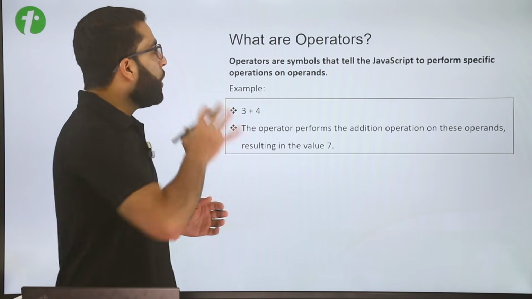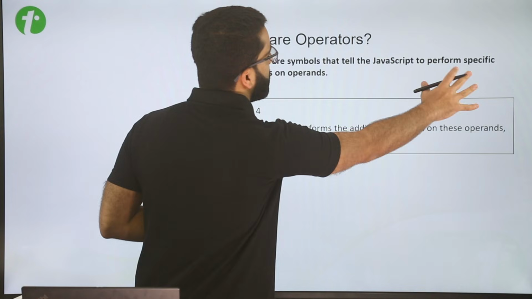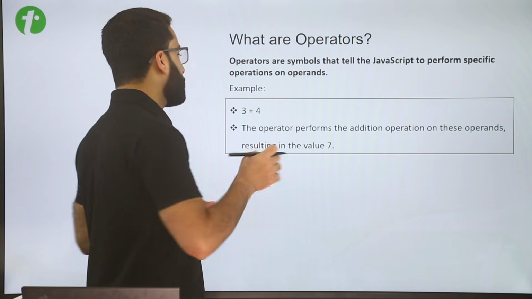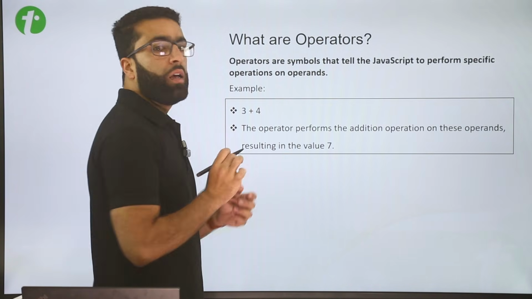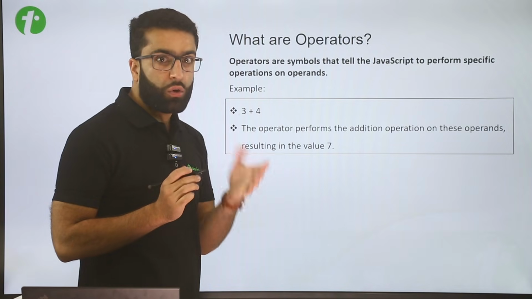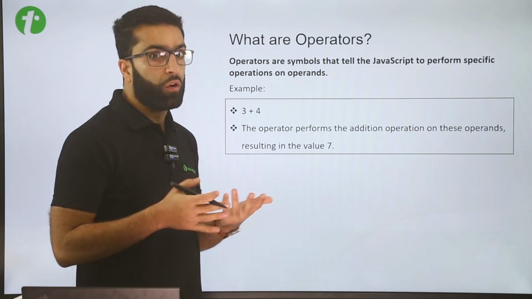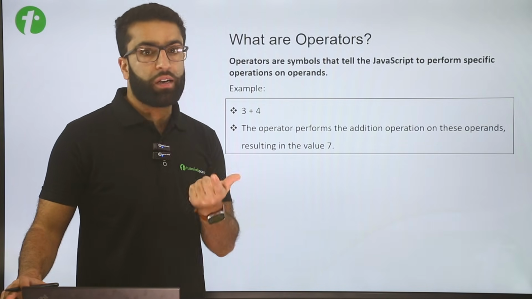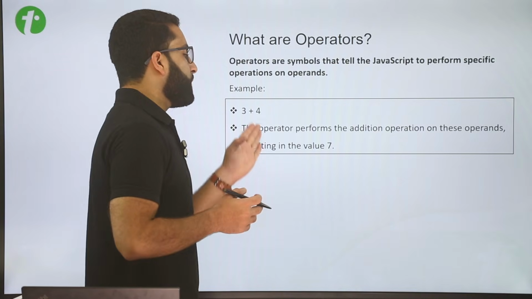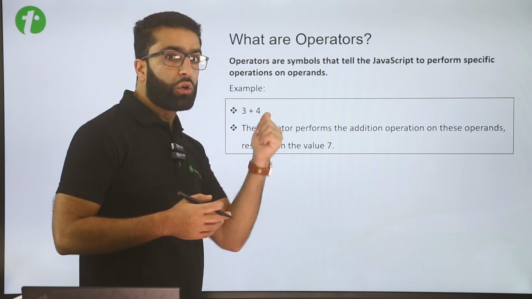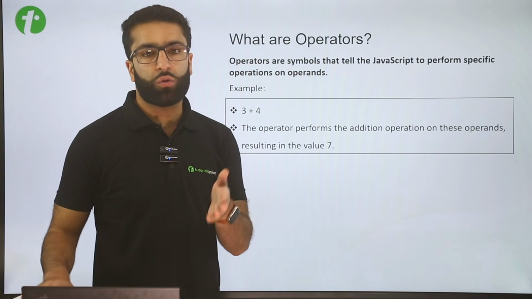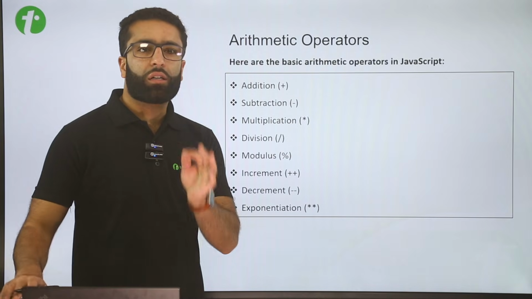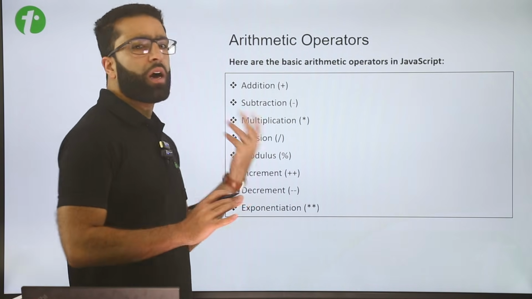What are operators? Operators are symbols that tell JavaScript to perform specific operations on the operands, right? So here I have an example of 3 and 4. The 3 and 4 are the operands on which the operation is supposed to be performed, and your plus, or your addition in this case, is going to be the operator, right? So addition is the operator here. The operator performs the addition operation on these operands and the value is going to be 3 plus 4, which is 7, right?